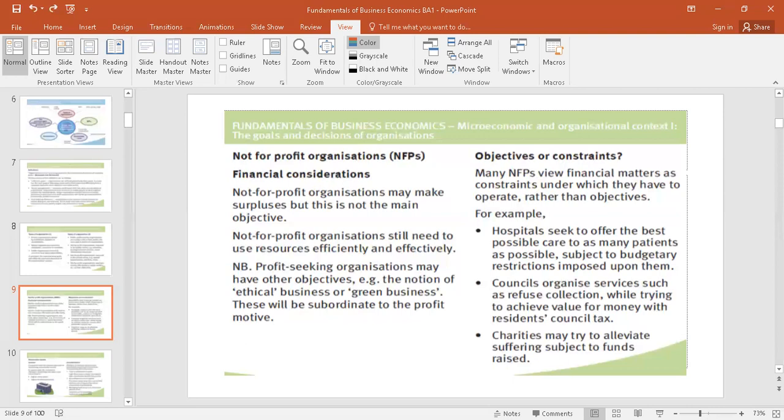So here, what do we look into? Financial consideration: a not-for-profit organization may make surpluses, but this is not the main objective. So there may be a financial element included, but that's not the sole purpose behind a not-for-profit organization being established. So this is not the main objective. NFPOs still need to use resources efficiently and effectively.